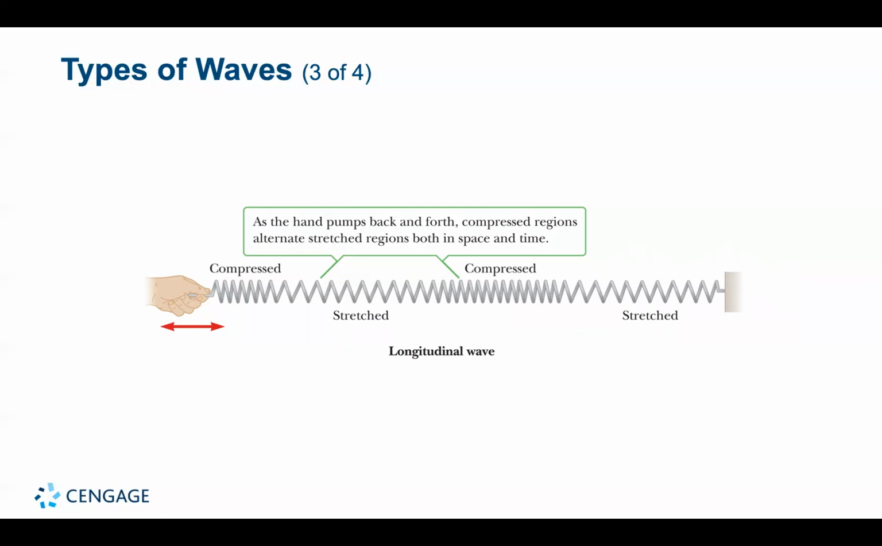The figure shows how to produce a longitudinal pulse. The free end is pumped back and forth along the length of the spring. The action produces compressed and stretched regions of the coil that travel along the spring parallel to the wave motion.